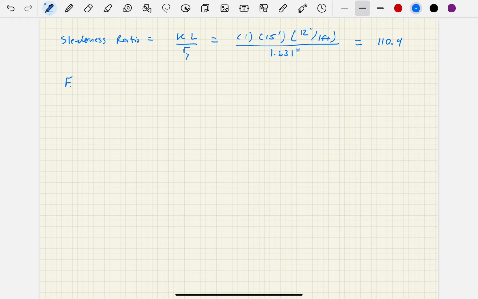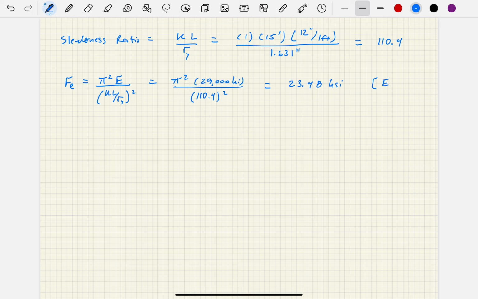stress, all right? So we're going to say Fe is pi squared E over KL over RY squared. So, of course, that's pi squared times 29,000 KSI divided by that 110.4 that we just calculated, but we're squaring it. And so we'll crank this through and get a value of 23.48 KSI for Euler's stress. And again, from the Steel Construction Manual, this is equation E3-4.